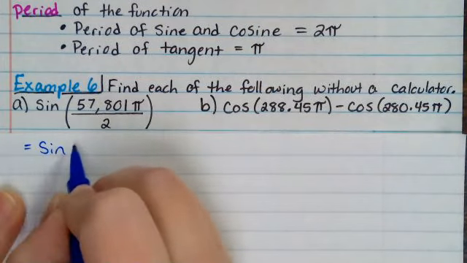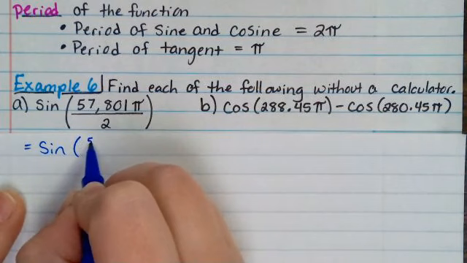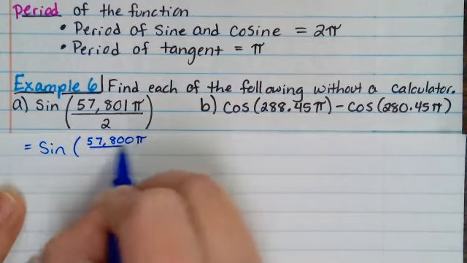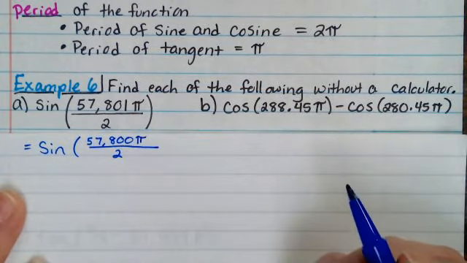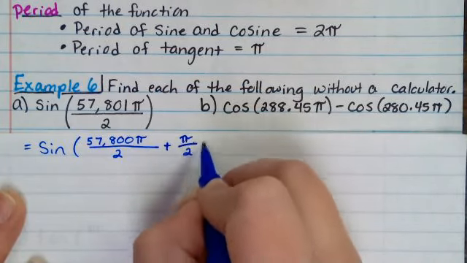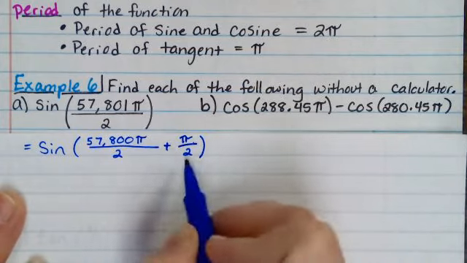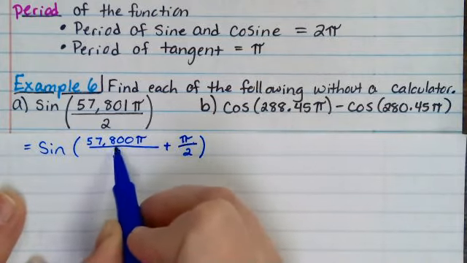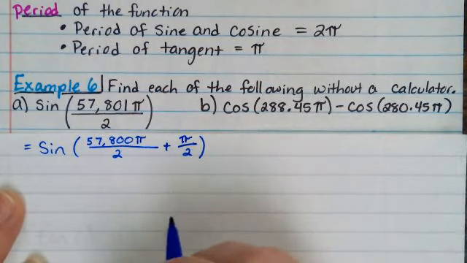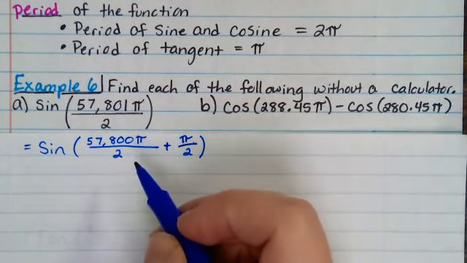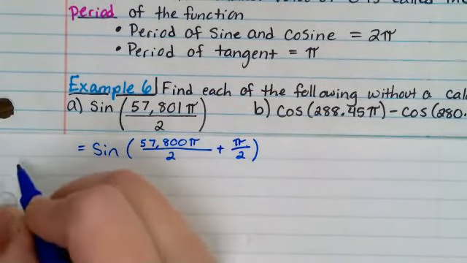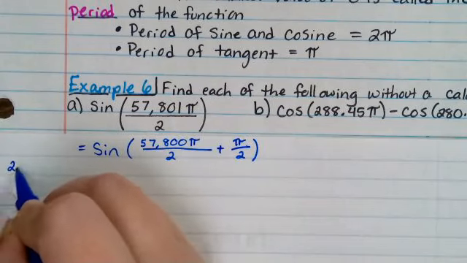Well, I could rewrite the stuff in the middle here, the 57,801 pi. I could write it instead as 57,800 pi over 2 plus 1 pi over 2. They have the same denominator. 57,800 plus 1 is 57,801. So this is the exact same thing, but what I want you to think about is if I were to divide the 2 into that 57,800, let's do some division real quick. Again, the question does say without a calculator, so we can do this.